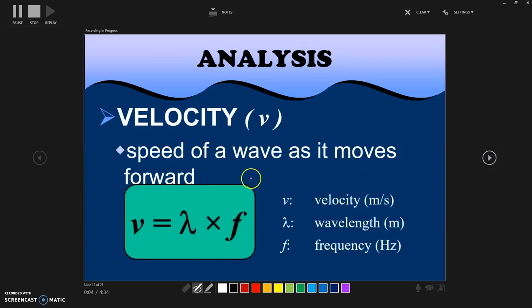It's the speed of a wave as it moves forward. The formula is lambda times f. Lambda represents wavelength. Alright, then f is the frequency. All you have to do is multiply them and you'll get the speed of a wave.